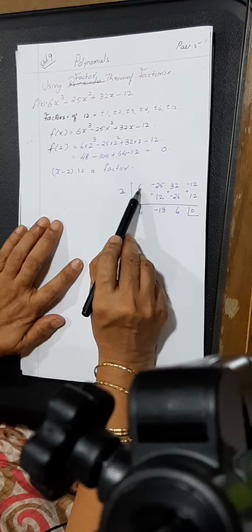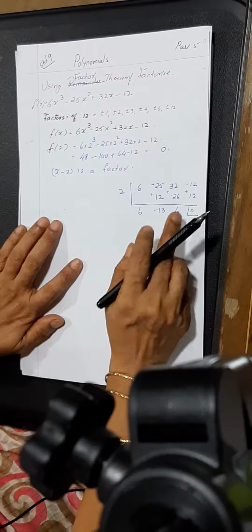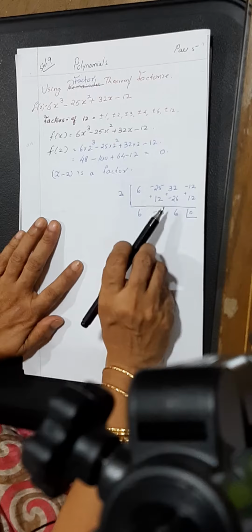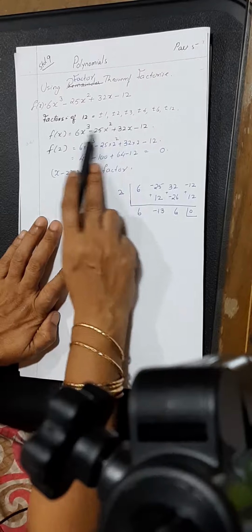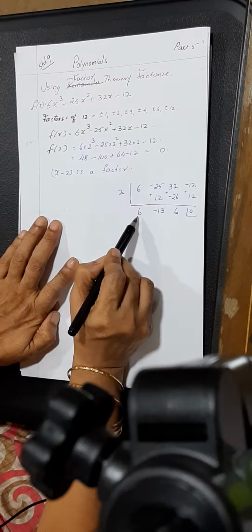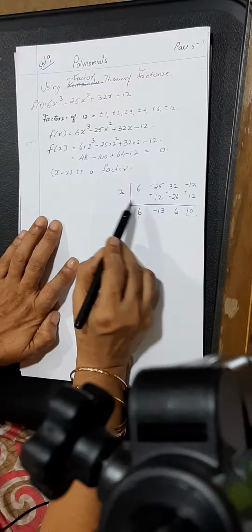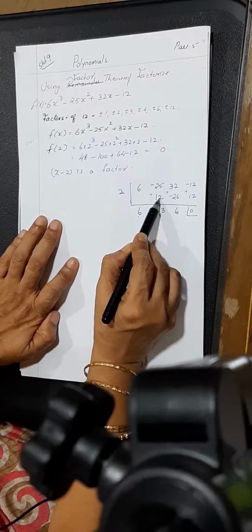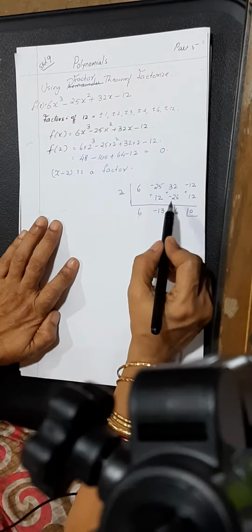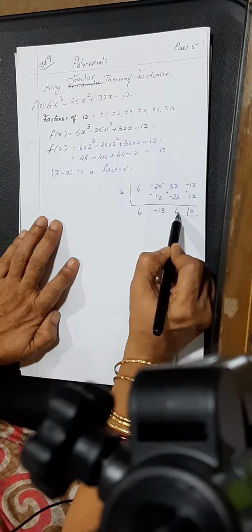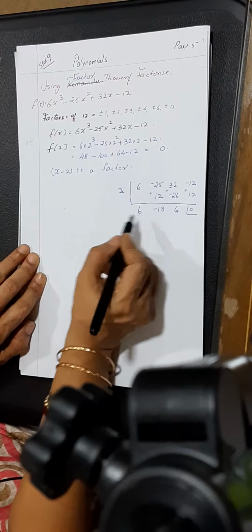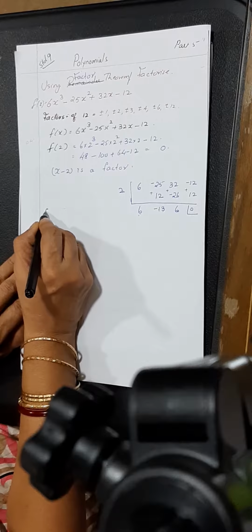If you do this long division also, you will get the same values only. So this is an easy way of finding it. We just write the coefficients first and then the 0 you will put down here. The first number you will write as it is and then multiply 2 into 6, 12, then add this minus 13, then again multiply 2 into minus 13, minus 26, again add, you get 6, 6 into 2, 12, you get 0. Now you will write this as the quotient.